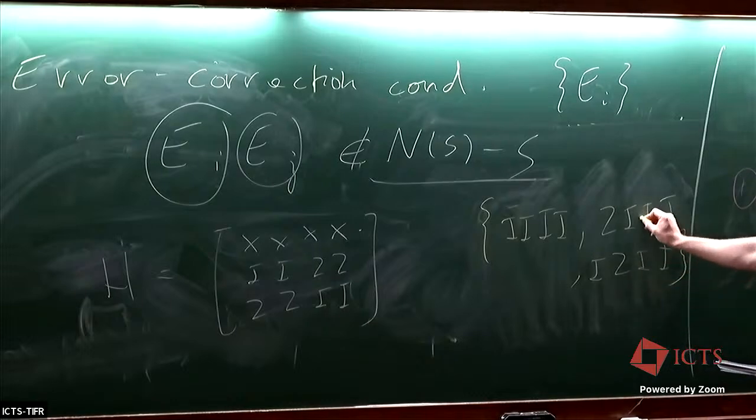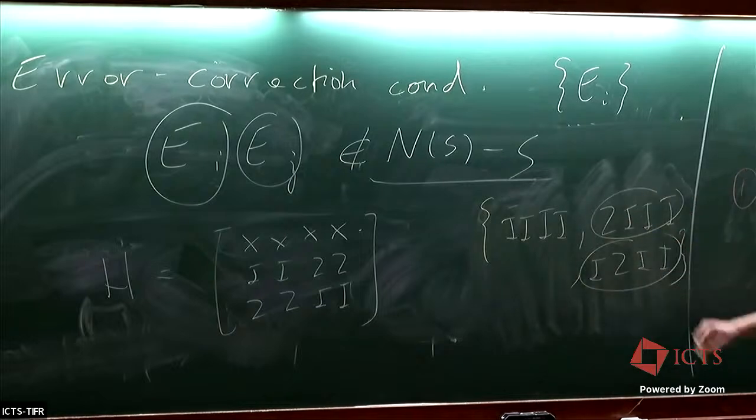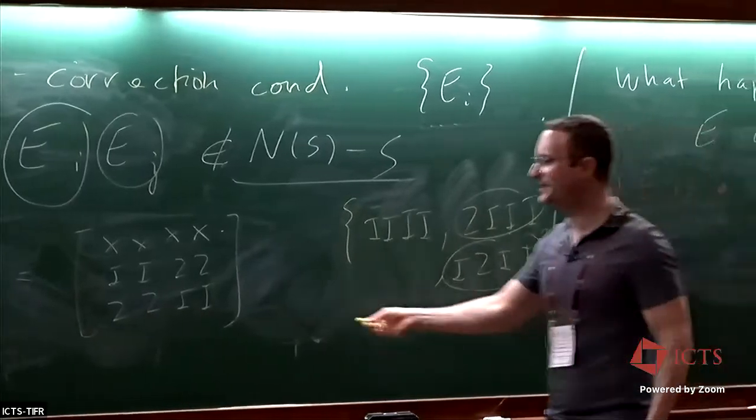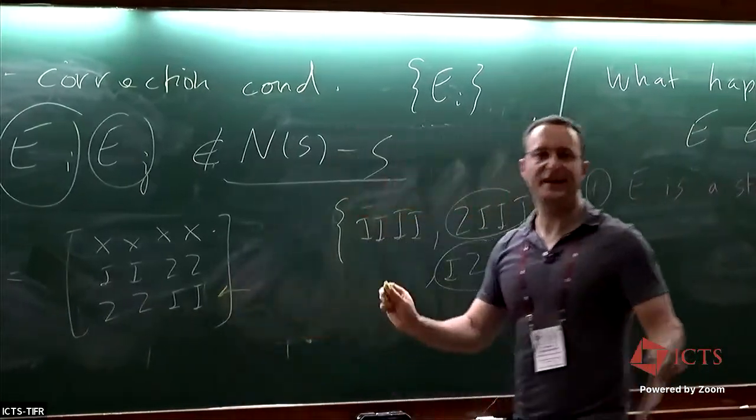What about this pair now? What if I multiply this E by this E? What do I get? I don't hear you. I get a stabilizer. I get this stabilizer. In this case, we're good.